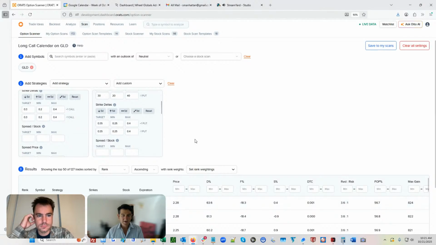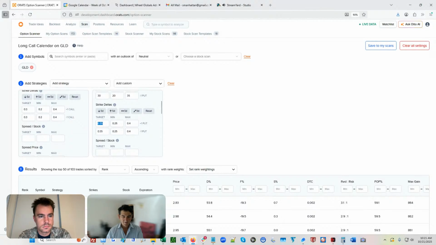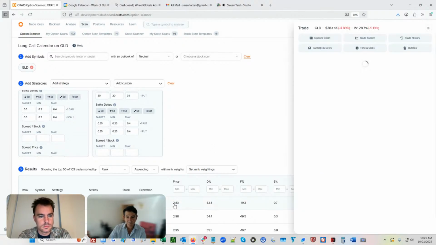So we might want to reduce, like this is too much. Let's go down a little bit. There. So we want to get a similar dollar amount. So let's take a look at this one.